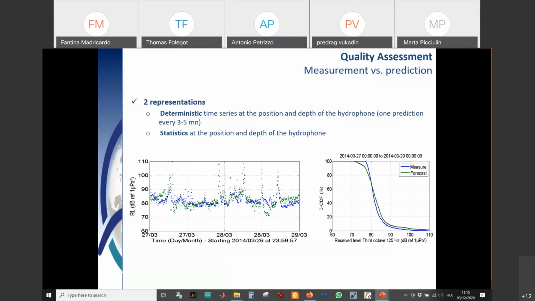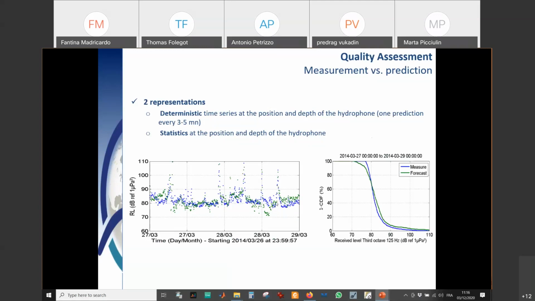And what we did is that we took the data provided by UPC and the lab, and the one we modeled at the same position of the hydrophone. And it was quite intensive. We did high resolution in time, so we did one prediction every 3 to 5 minutes, to have something very deterministic.